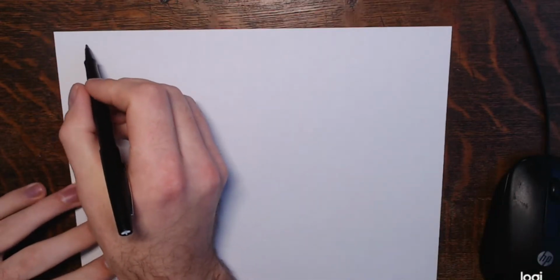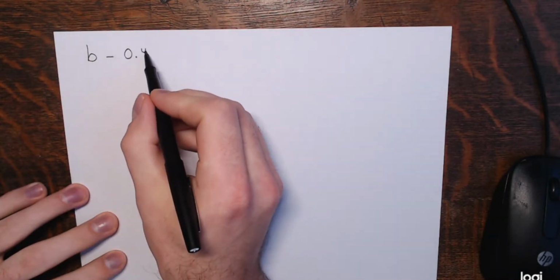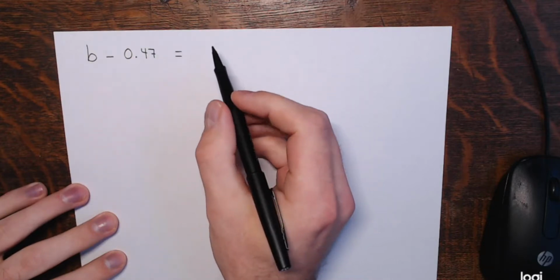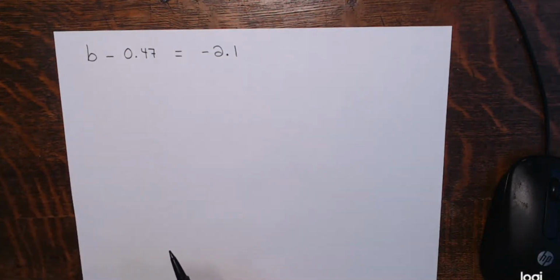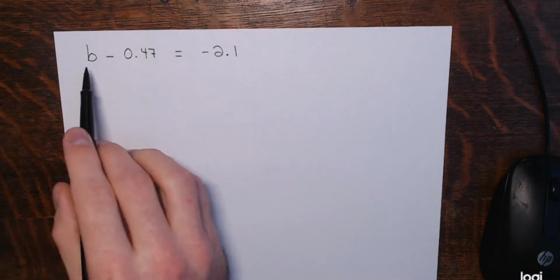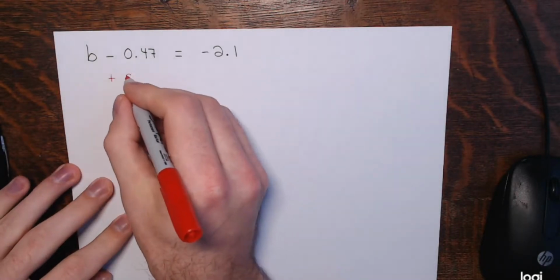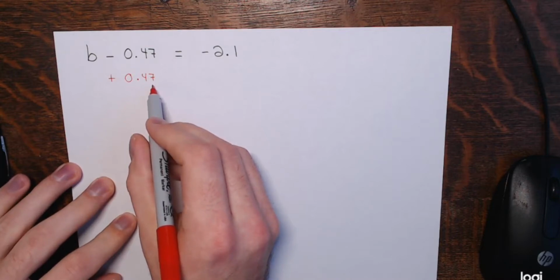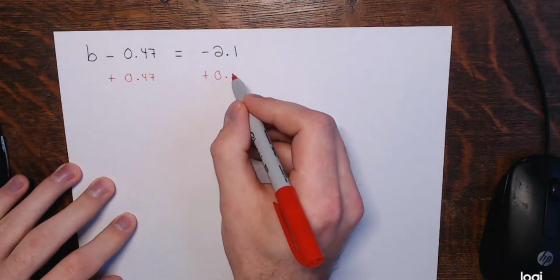So here we got b minus 0.47 equals negative 2.1. So to get b alone, I'm just simply going to be adding 0.47. This is 47 hundredths, right? That's the hundredths place. And I'm doing it to this side over here, plus 0.47.